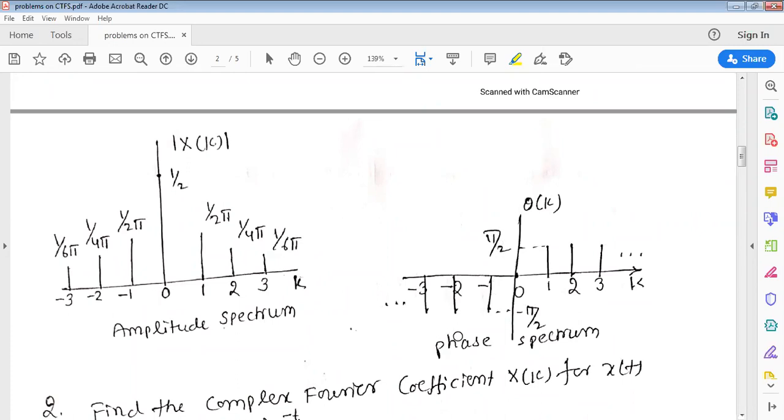What is the value when k is equal to 0? I showed a dot at k equal to 0, see here. This will become 0. So I indicated this as plus pi by 2 and this is indicated as minus pi by 2. This is known as the phase spectrum.